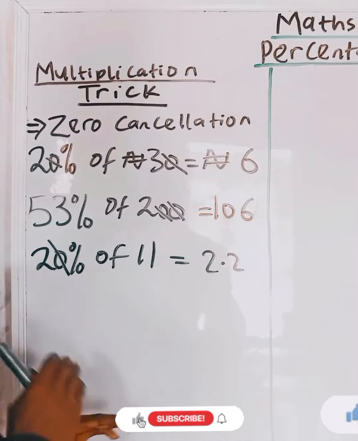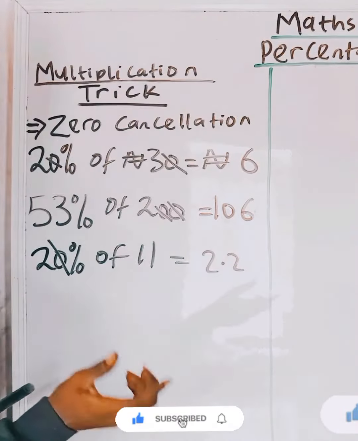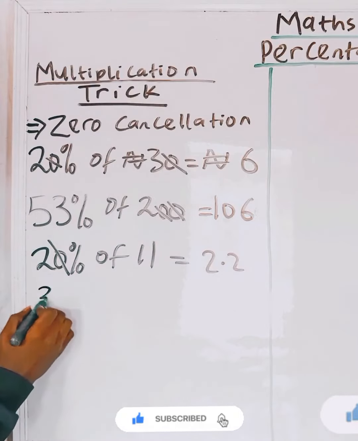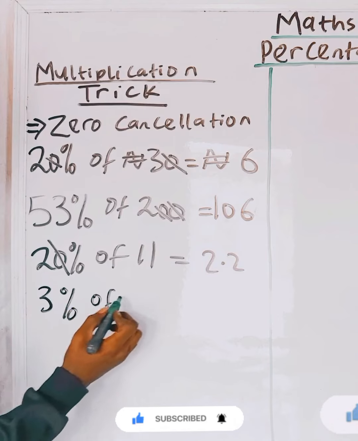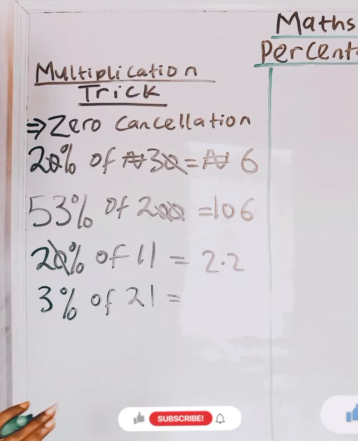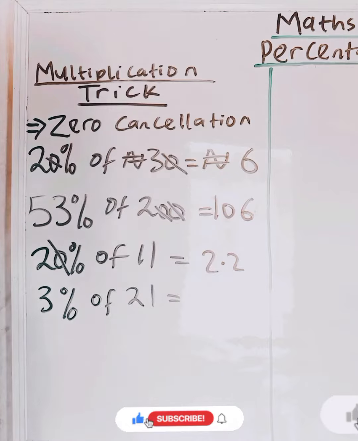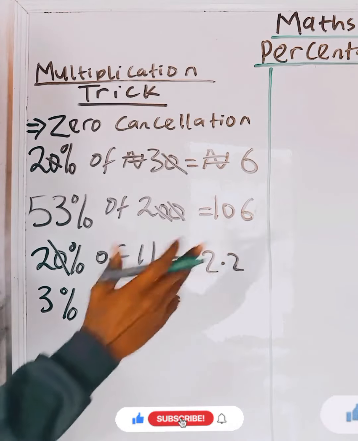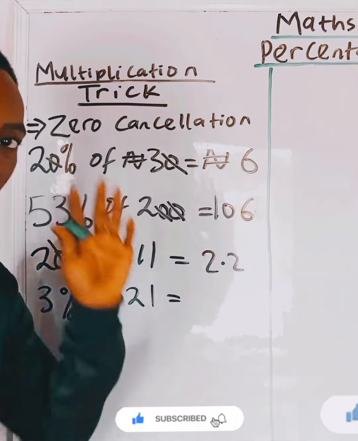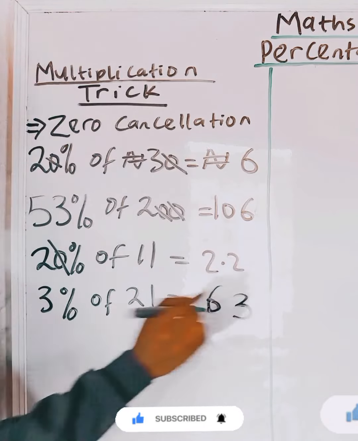What if we don't have any zeros at all? What should we do? Let's assume you have to calculate, let's say, 3% of 21, for example. We don't have any zeros to cancel. No problem. 3 times 21 is easy for us to multiply. We can multiply mentally. So when we have 3% of 21, multiply 21 times 3 in your head. That will give us what? 63.